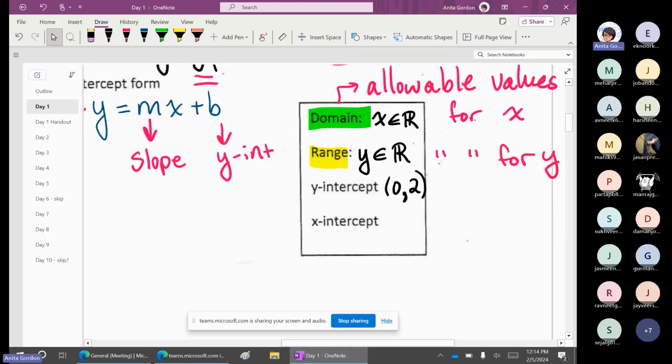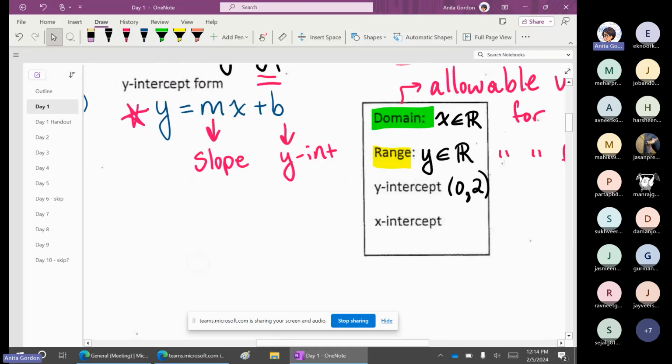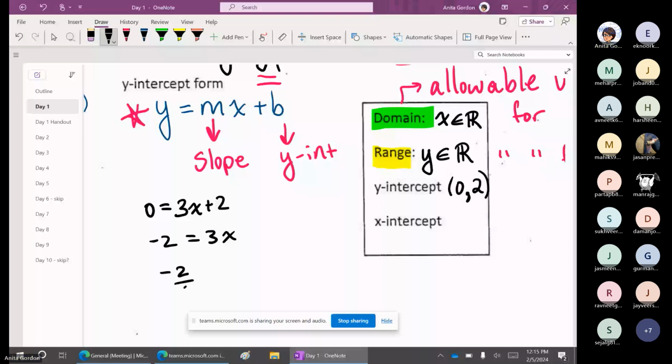Make y 0. If I want to find an x-intercept, that means I'm looking for an x and I don't want the y, so I make the y disappear by making it 0. So I'm going to take 0 equals 3x plus 2, move the 2 over, divide by 3. Okay, so my x value is negative 2 over 3.